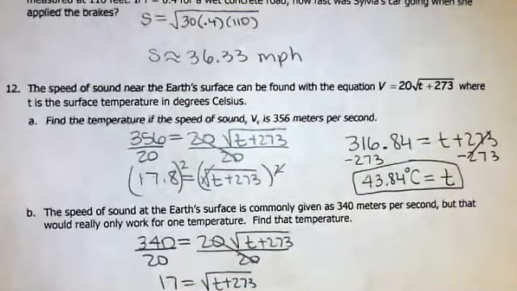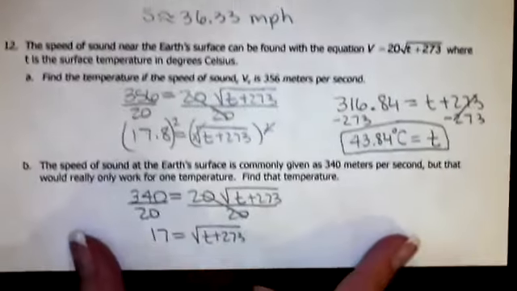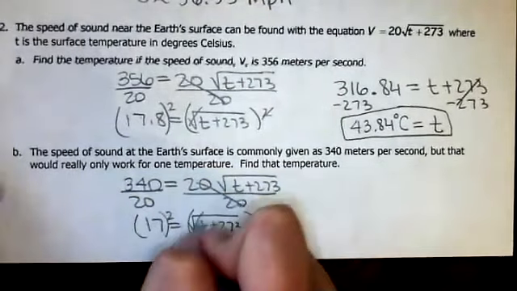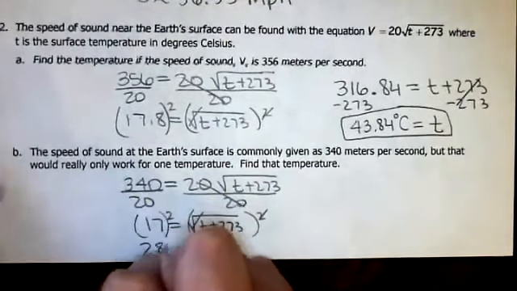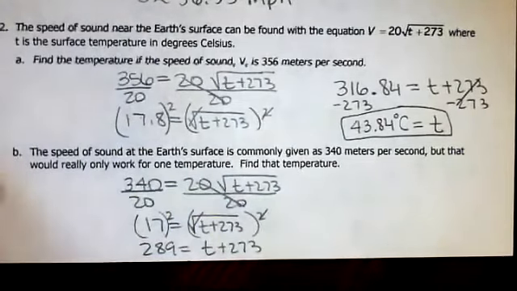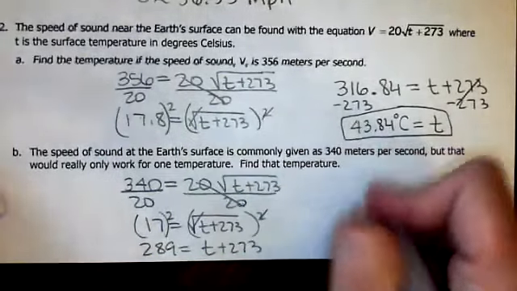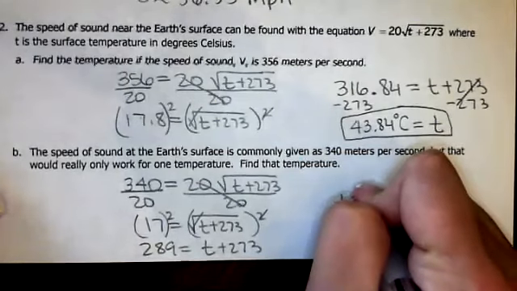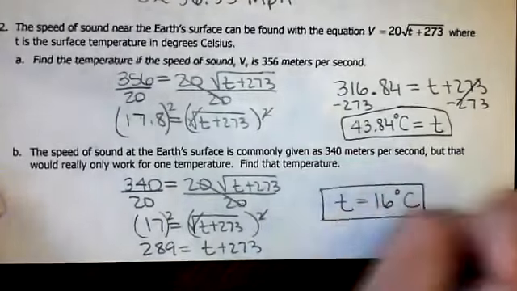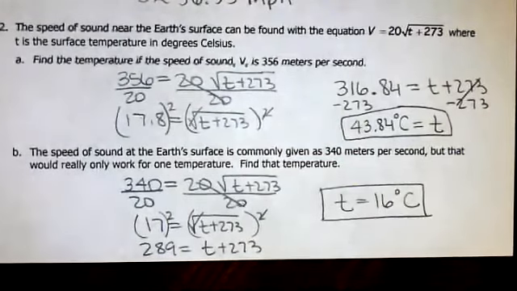And we're going to go ahead and square both sides now. So square and square. Square root and square cancel. 17 squared is 289. That's freed. And so now we subtract our 273. And that is 16. So that's where they describe the speed of sound.